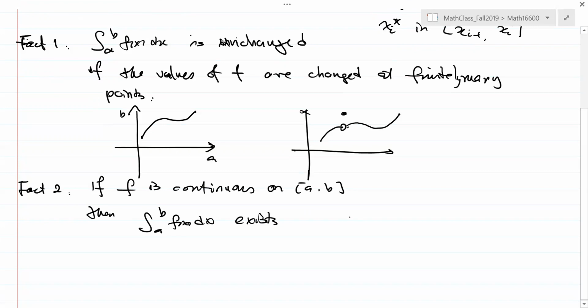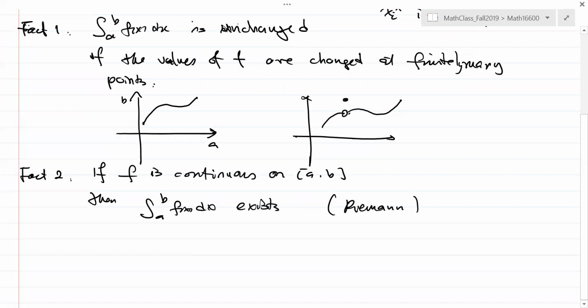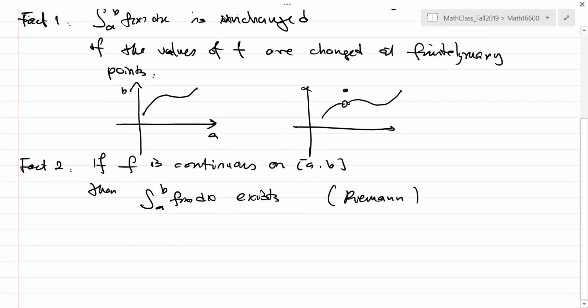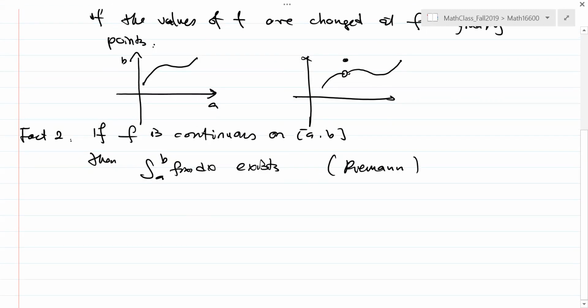This was actually proved by Riemann. So that's why Riemann deserves the name of Riemann sums. He spent time on that and he showed that. Whenever the function is continuous, you can remove some points or change the value at some points, it doesn't matter. The integral still exists and is equal to the value for the original function before you changed the values, okay? So those are the two facts.